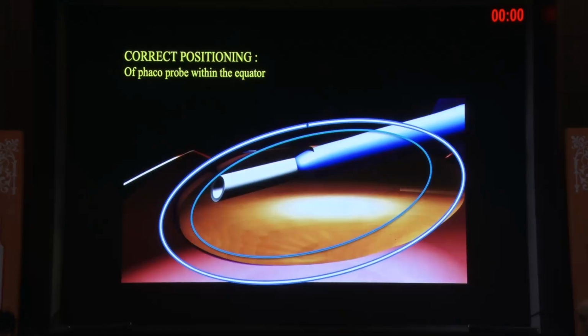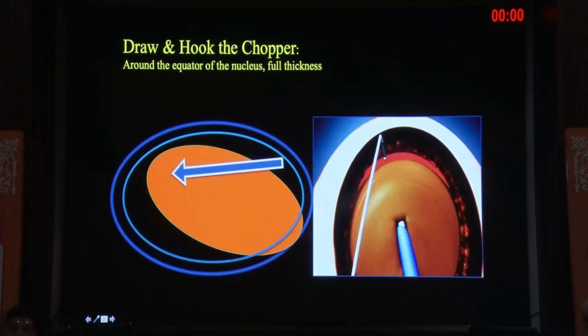And this is, I'll just show you a few diagrammatic representations. The position of the phacoprobe is this. It's not, see, in horizontal chop, you go deep. Here, you're not going towards the posterior capsule. It's going from the center towards the equator. This is one thing. Then you have to slightly tilt or draw the nucleus and then hook it.